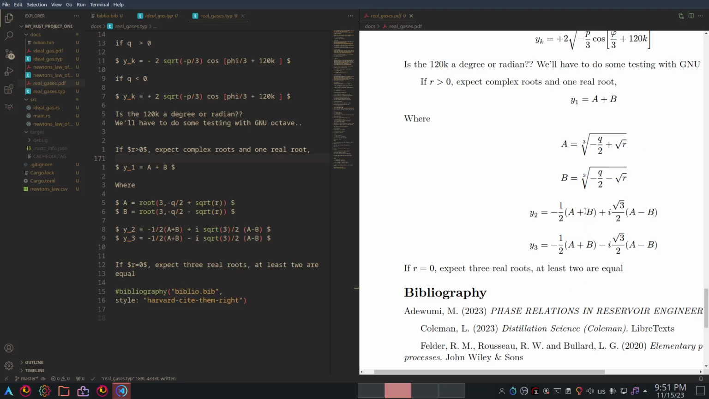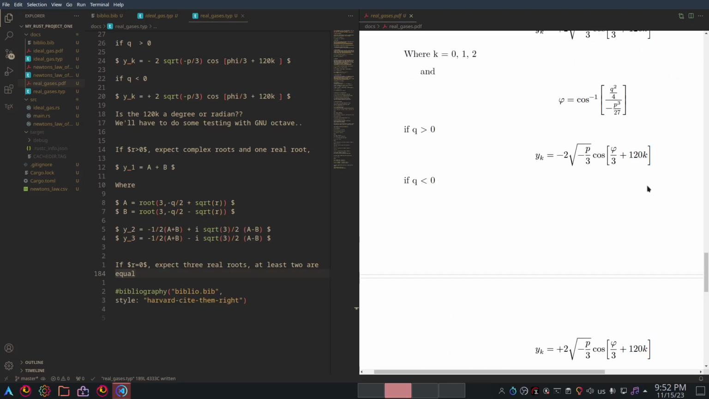So you see the real parts are equal, and the imaginary part is just the opposite, the negative of each other. Okay, so if r equals 0, expect 3 real roots. If r equals 0, a equals b. You'll see that a equals b right here, so the imaginary parts cancel out. So y2 equals y3, and y1 equals a plus b. So if a plus b minus half a plus b equals a plus b, then all 3 are equal. Okay, so that's how we can run this algorithm.